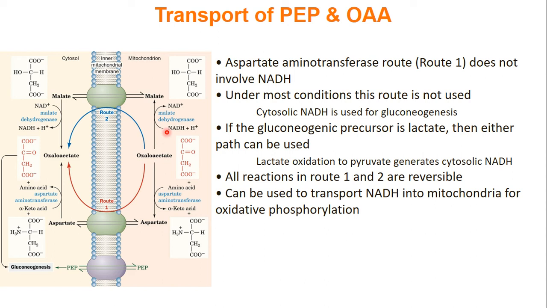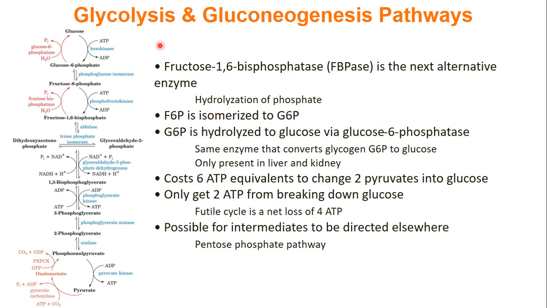Note that all of these reactions are reversible, and you can use pathway 2 to transport NADH into or from the mitochondria. So path 2 you can just use if you need NADH to go to the cytosol. Run it in reverse if you want NADH to go from the cytosol to the mitochondria. So that covers really the first two steps of gluconeogenesis.